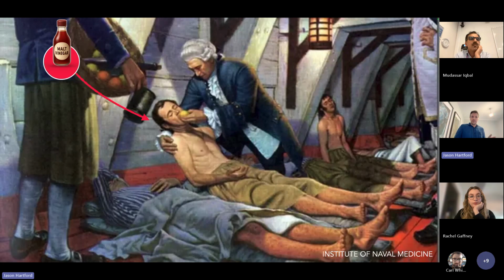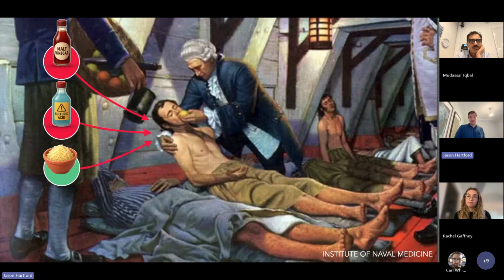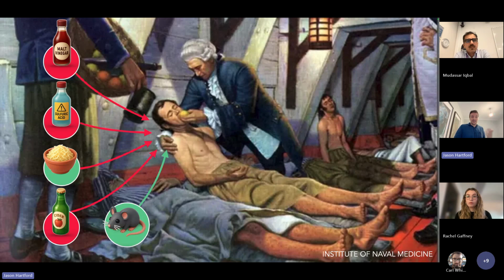There were a lot of home remedies at the time. Captain Cook liked malt vinegar. Elixir vitriol was popular, which is basically watered down sulfuric acid. Sauerkraut was one of the popular home remedies that actually would have worked in some cases, because sauerkraut does have some vitamin C in it. Of course, they didn't know that at the time. Cider was popular. Some sailors resorted to eating rats, which also actually worked, because rats are able to synthesize their own vitamin C.